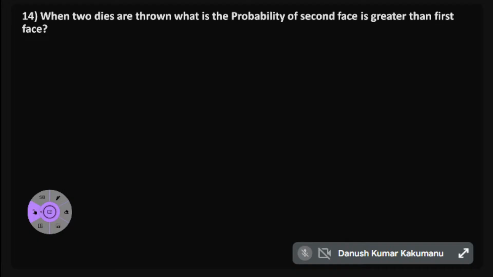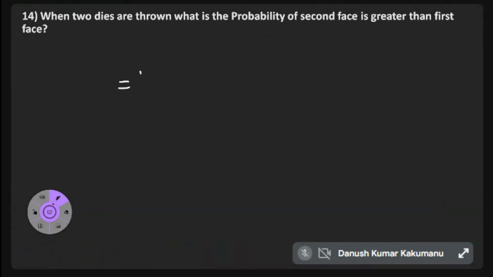When 2 dice are thrown, what is the probability that the second face is greater than the first face? 15 by 36. What is the answer? 5 by 12. What are the events? All of you know. 1, 2, 1, 3, yes or no? 1, 2, 1, 3, 1, 4, 1, 5, like that. The elements above the doublets 1, 1, 2, 2, 3, 3, 4, 4, 5, 5, 6, 6. Okay, right. Coming to next question.